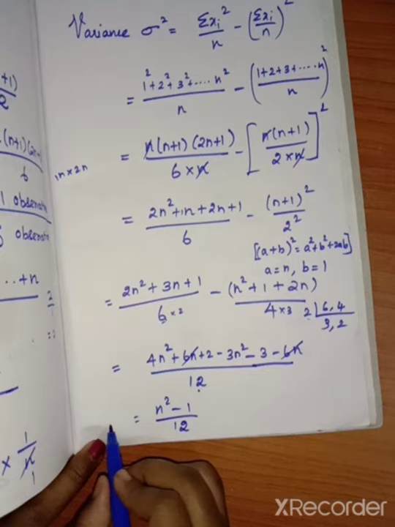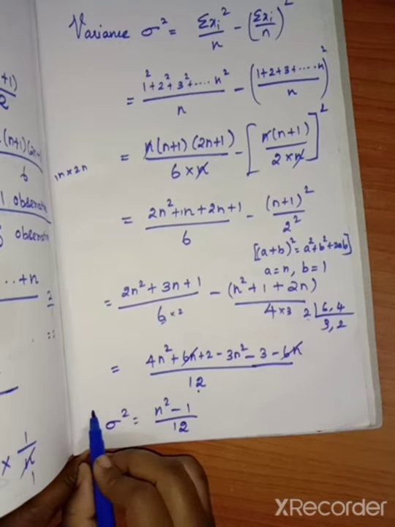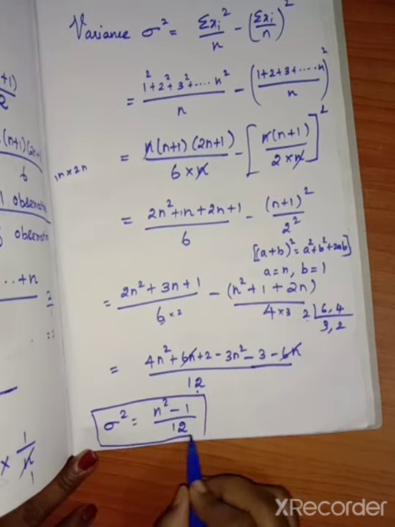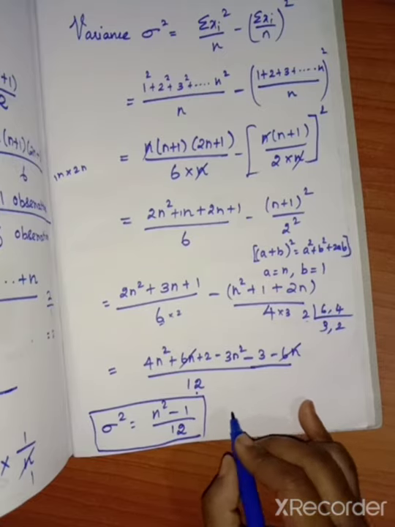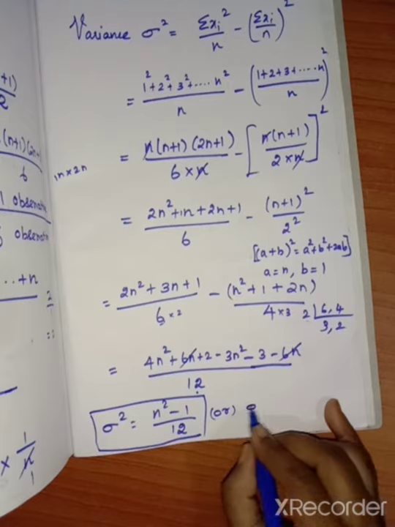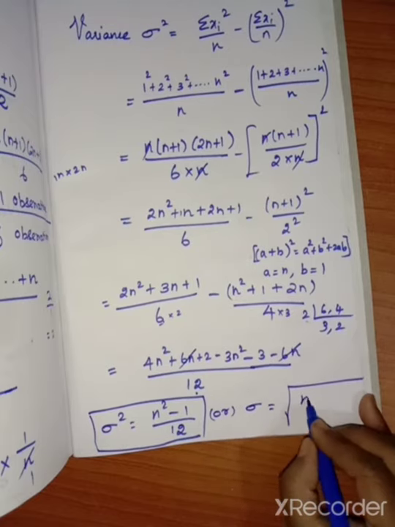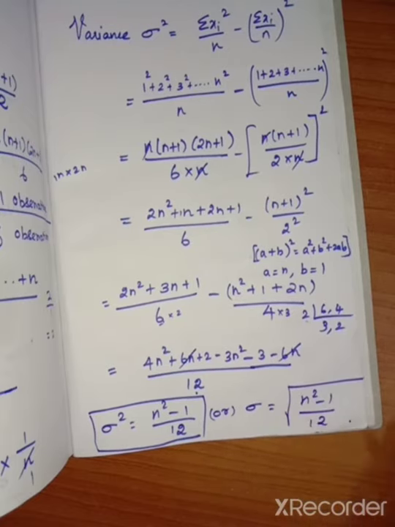So here the variance sigma squared equals n squared minus 1 divided by 12. Suppose if they ask standard deviation, that is sigma equals root of n squared minus 1 divided by 12.